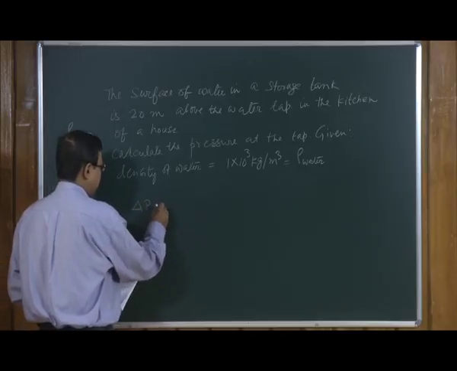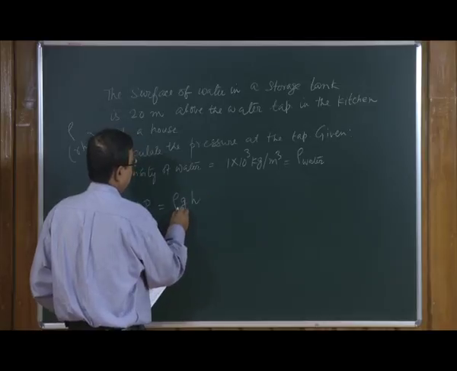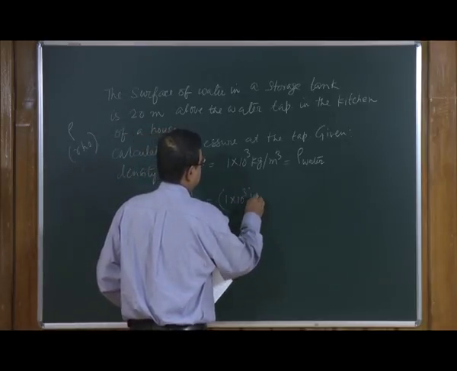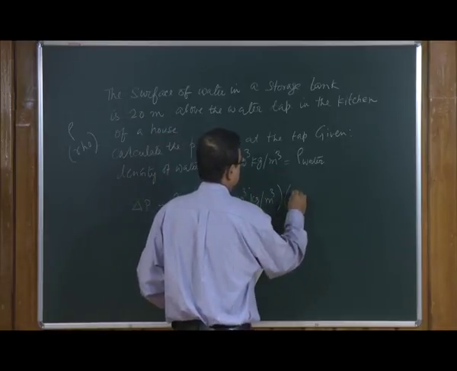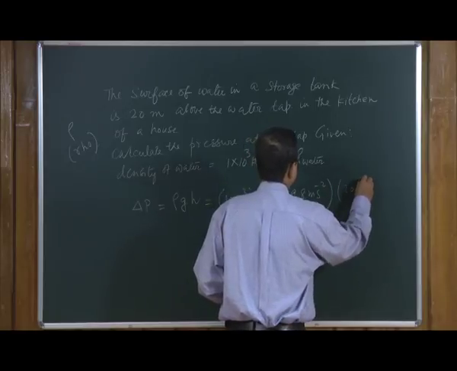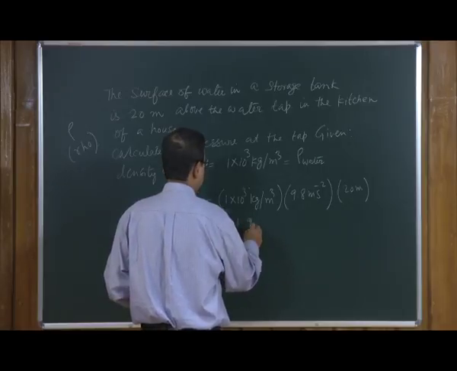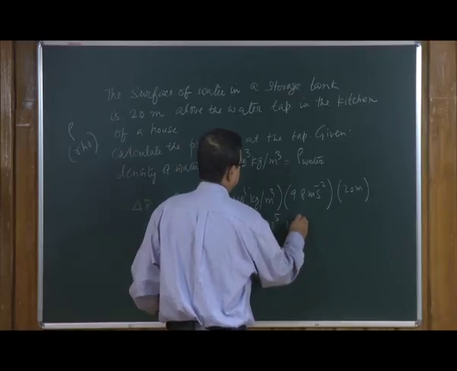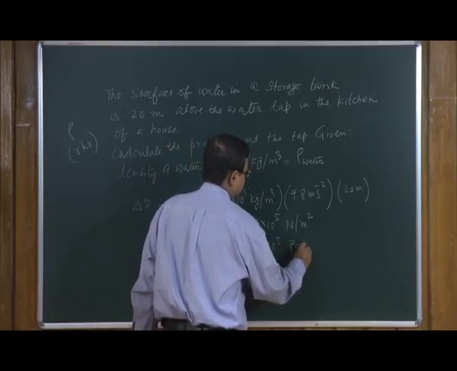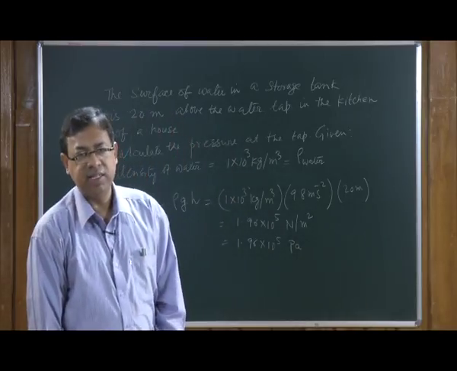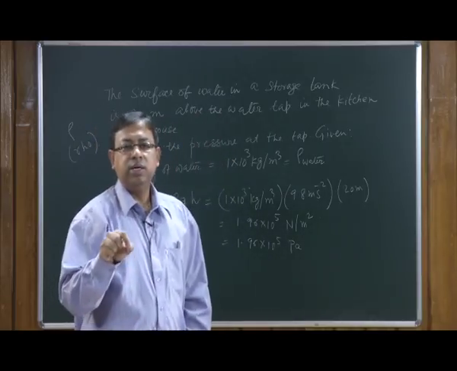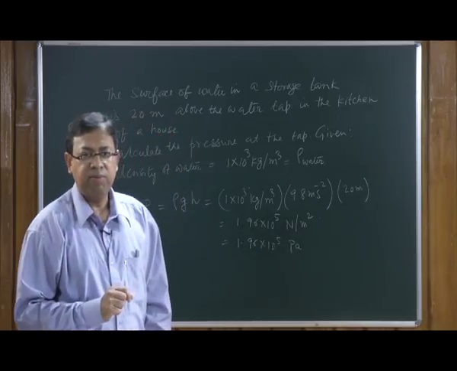delta P, the pressure difference, which is simply given by rho g h, where rho is that of water. So, this is equal to 1 into 10 cube kg per meter cube. G is 9.8 meter per second square, and h here is 20 meters. If you do this, it becomes 1.96 into 10 to the power 5 Newton per meter square, which is also called 1.96 into 10 to the power 5 pascals. So, this is the pressure difference between the surface of the water level inside the tank and the nozzle of the tap from which water issues out.